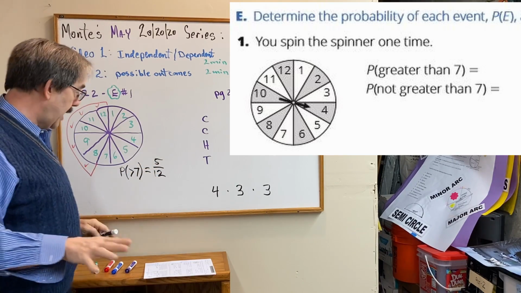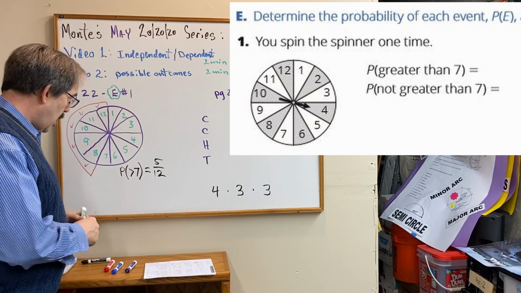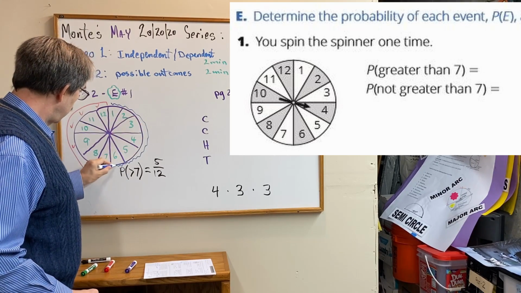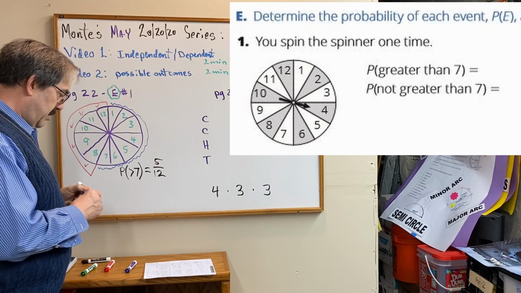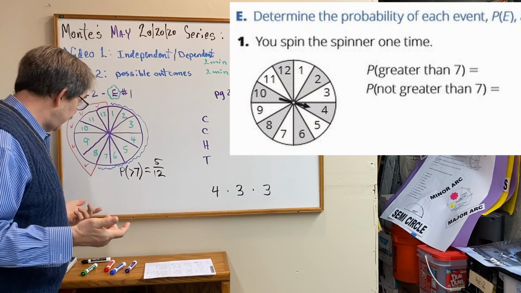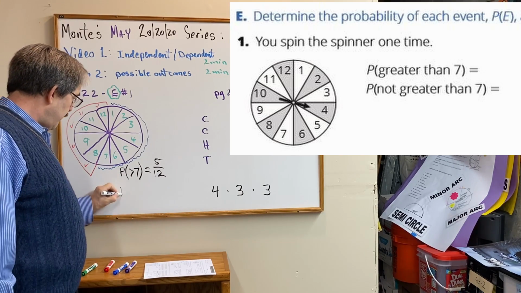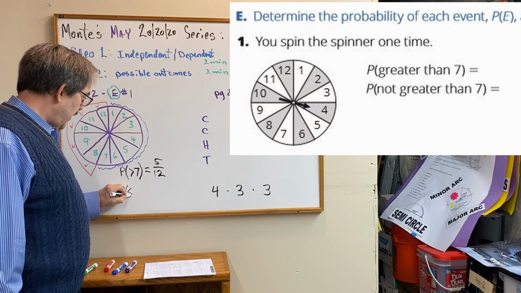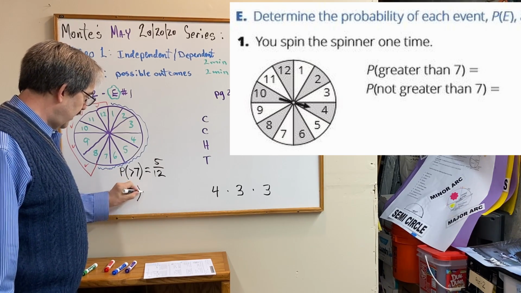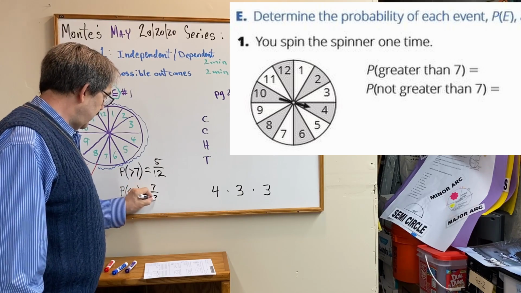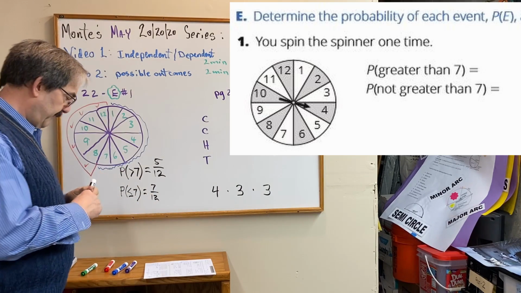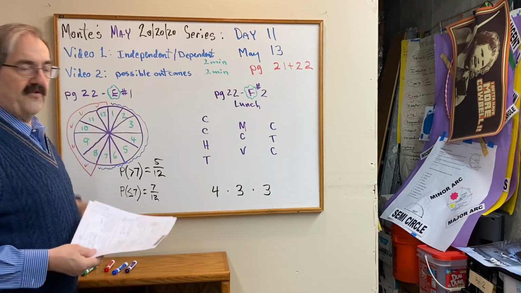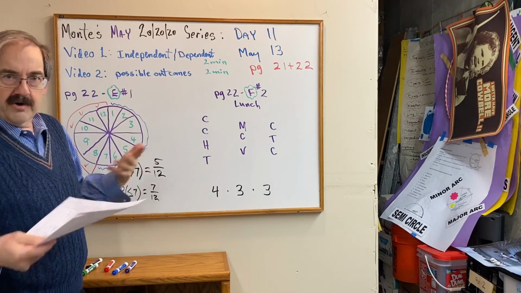Probability not greater than. Not. Okay, not greater than 7. 7 out of 12. Probability less than or equal to 7. 7 out of 12. Done. Poof. See ya. Okay. Each one of those has a little twist to it. Don't overthink it. Okay, it either is or it isn't.